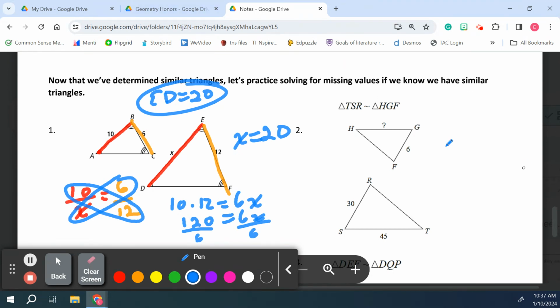Okay, so this one, they are naming it. They're saying TSR is similar to HGF. All right, so in this case, GF is going to be the same as SR. So I'm going to have 6/30, and I'm going to set that equal to HG, which is our question mark, over ST, which is 45.